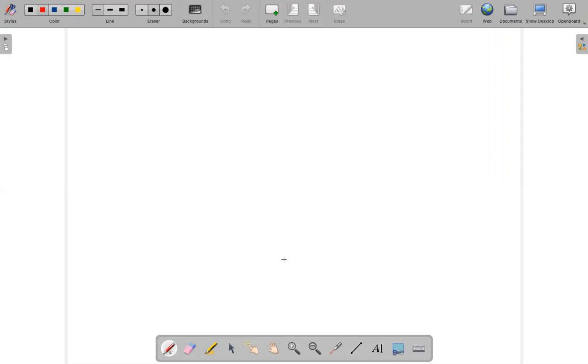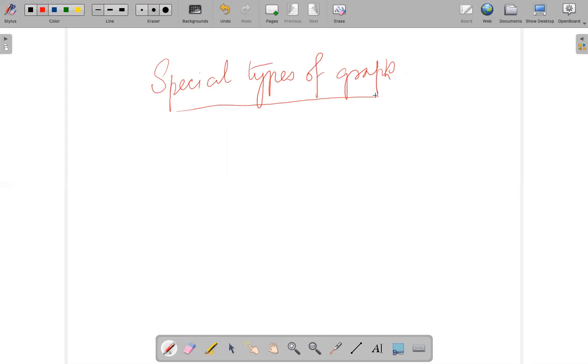Good morning, students. So, as we discussed in the last lecture, today we are going to talk about a few special types of graphs. So, the first in this list is what we call a null graph.